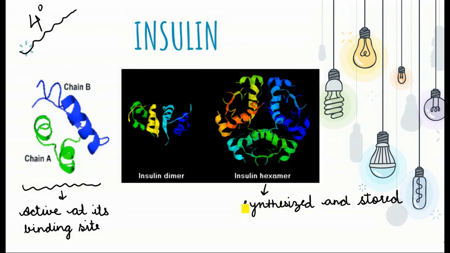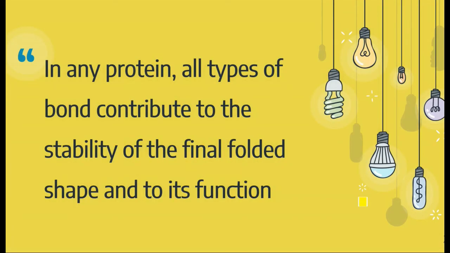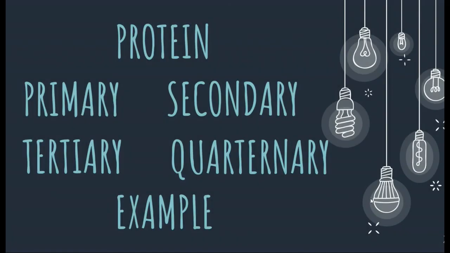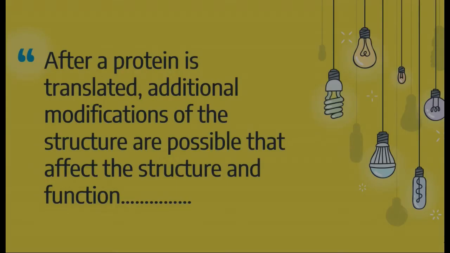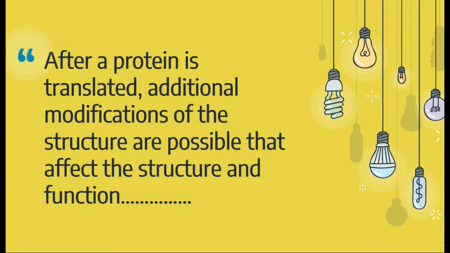Various insulin analogs have been engineered to reduce the tendency to form insulin dimers so that insulin can become more available to the receptor quickly after injection. Even polypeptides like insulin that only have 51 amino acids can be structurally complex. In any protein, all types of bonds contribute to the stability of the final folded shape and to its function. In this video, I have described what a protein and a peptide are, various protein structures like primary, secondary, tertiary, quaternary, and the respective examples. Finally, I would like to say that after a protein is translated, additional modifications of the structure are possible that affect the structure and function.